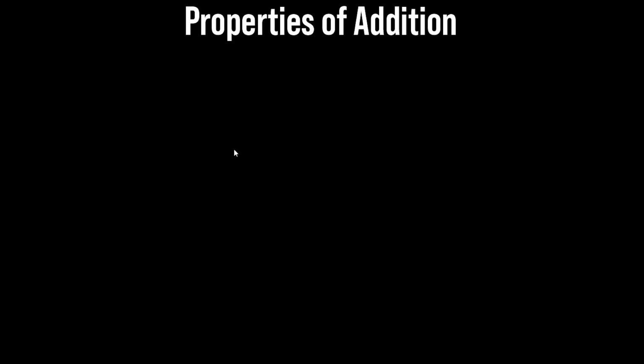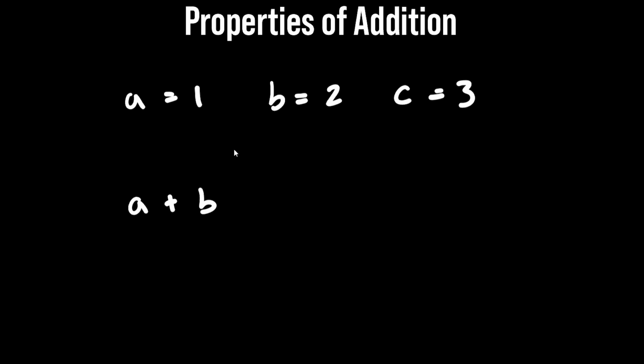Lastly, we have the associative property of addition. The associative property deals with parentheses. Parentheses are an important way to group numbers in mathematics. So let's give A the value of 1 again, and B the value of 2, and now let's give C the value of 3. Let's say A plus B plus C is equal to A plus B plus C. Both sides are the same, so this makes sense.